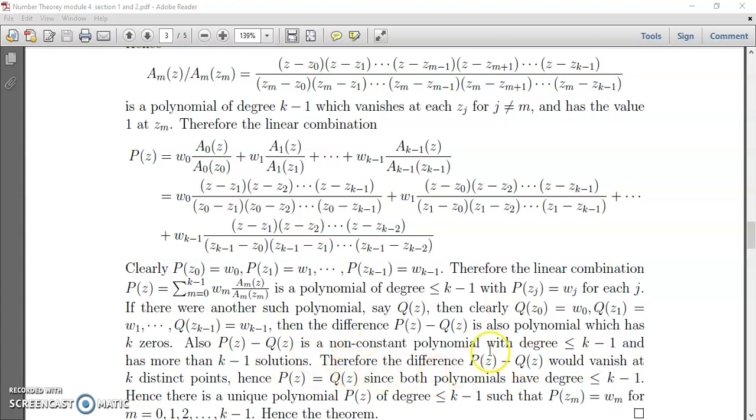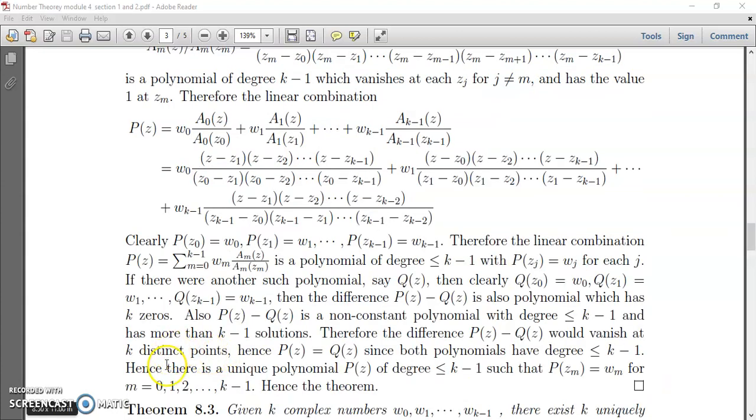So therefore, the difference p of z minus q of z would vanish at the k distinct points, and hence p of z is equal to q of z, since both polynomials have degree less than or equal to k minus 1. Hence our assumption was wrong. We cannot find two different polynomials which pass through these points. So here we can say that there is a unique polynomial p of z of degree less than or equal to k minus 1 such that p of z_m is w_m for m equal to 0, 1, 2, 3, etc., k minus 1. And hence the theorem.